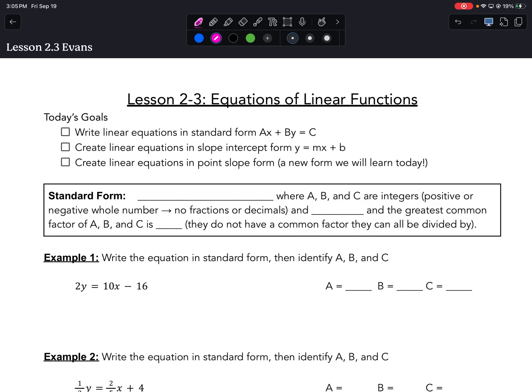Okay. 2.3 equations of linear functions. So if you haven't figured it out yet, Algebra 2 is like fast-paced Algebra 1 right at the beginning. This lesson we do today would be like a whole week in Algebra 1, and we'll do the entire thing in like 30 minutes. So it's all review of Algebra 1 stuff we've done, but it's leading to more challenging stuff, right? But we got to make sure you get the basics down.